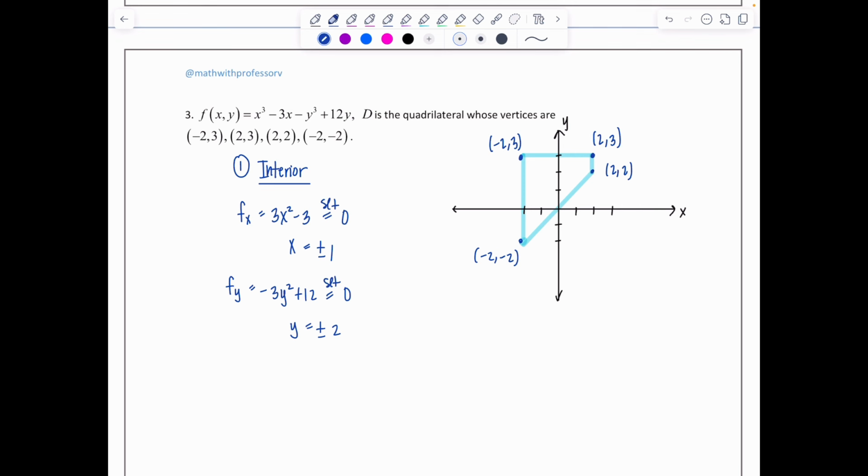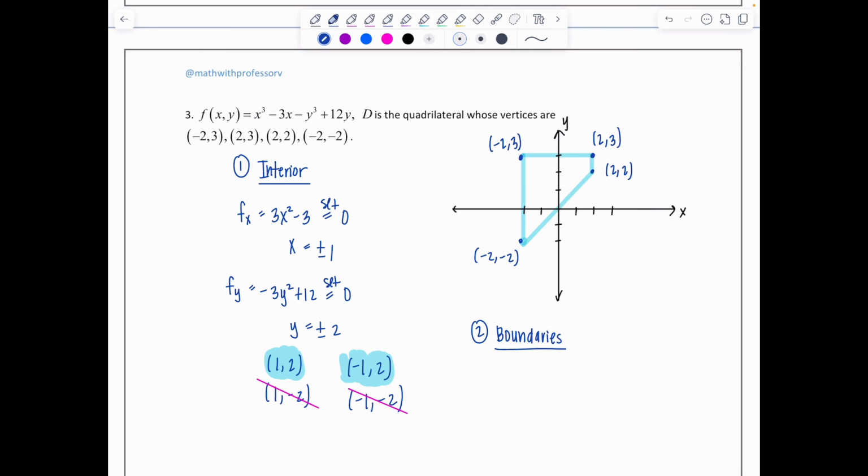Okay, so we're going to make every possible pairing. Let's see. 1, 2, 1, negative 2, negative 1, 2, and negative 1, negative 2. But do you notice not all of these are within our region? 1, negative 2 is not. 1, negative 2 is over here. So throw that out. Who else can I throw out? Negative 1, negative 2, right? Okay, so only these two are in the region. Very good. Now we have to do the boundaries. How many are there? 4, yes.